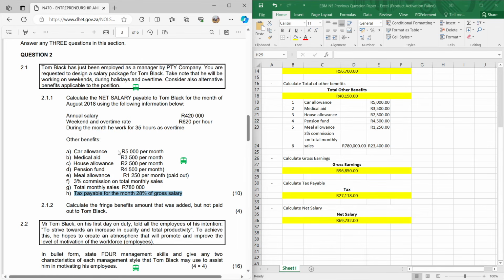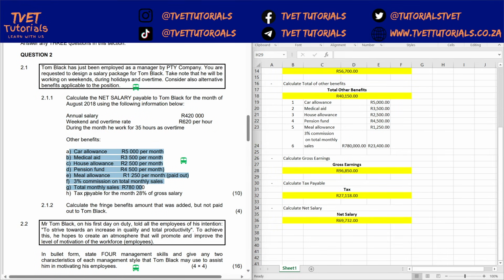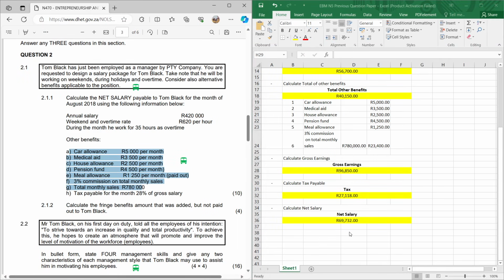So you just want to focus on these other benefits except the tax, or in other instances where you have other types of deductions, you need to exclude those deductions because they are not fringe benefits, right? So let's go ahead and calculate the fringe benefits here that were not paid out. Keep that in mind, not paid out to Mr. Tom Black. We are being told in our information that there's a particular amount that was paid out. Only this amount was paid out. The rest, we are not being told anything about them. So it's safe to assume that they were not paid out, right?